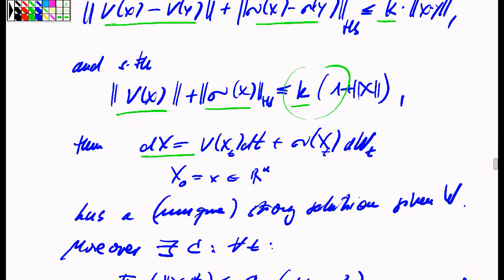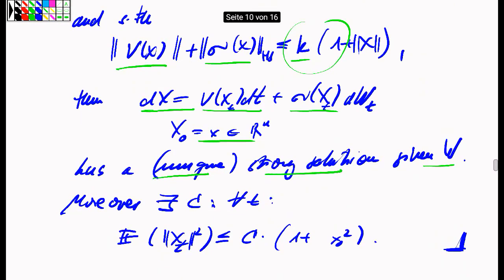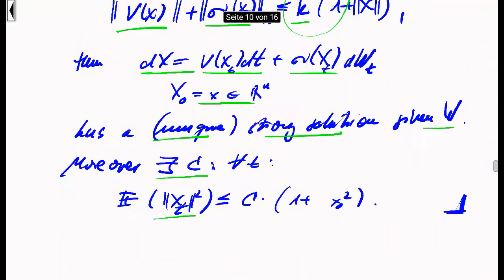Then this stochastic differential equation, which is driven by white noise in dimension d with any initial datum x, admits a unique strong solution given the Brownian motion omega. And moreover, we have an estimate which gives a bound on the second moment of the solution.